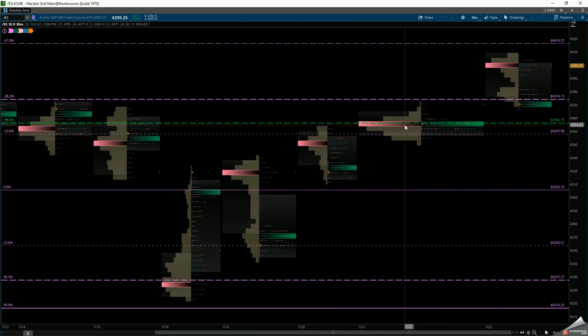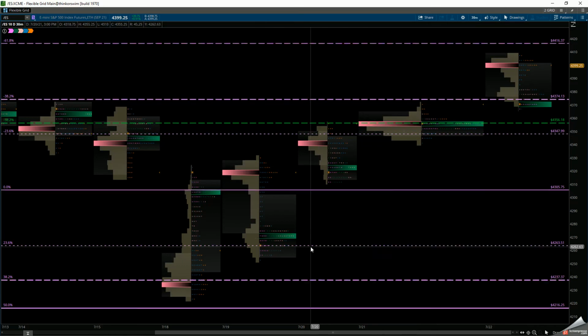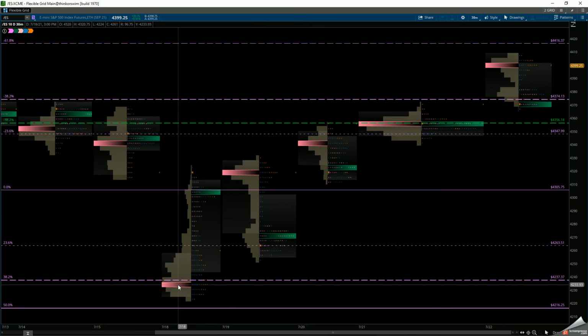And this one is a virgin control point, which has not been revisited, or this one down here. So these two are very important that we hold to continue higher, no bias. So we trade what we see, not what we think.